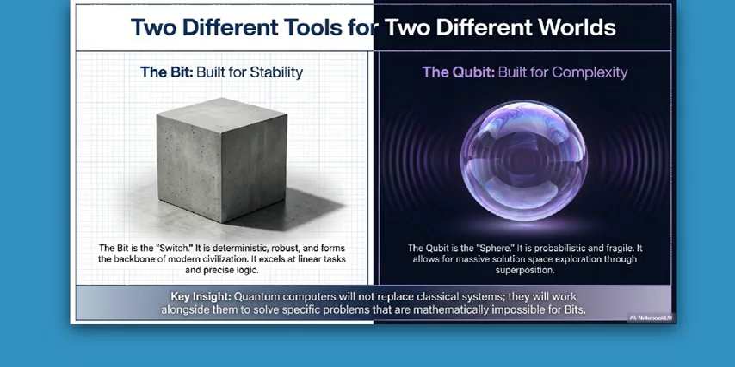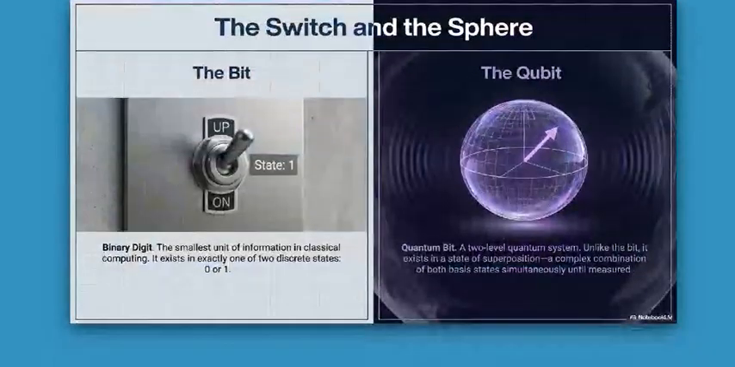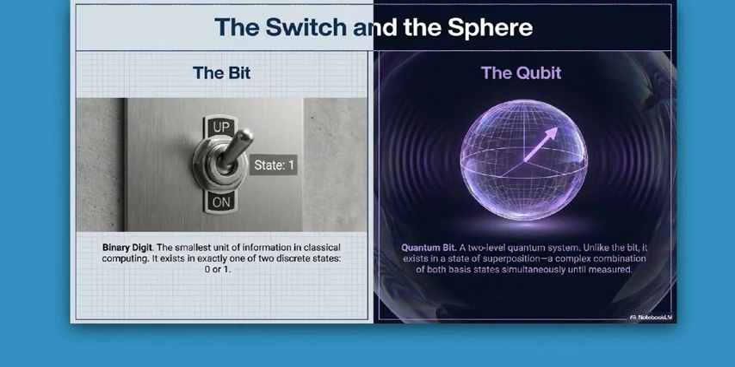Fair point. So let us talk about these two different worlds. We need to define the state of these units. Okay, let's do it. Everyone knows the bit. It stands for binary digit. It exists in exactly one of two discrete states, 0 or 1, up or down, on or off. It is the literal foundation of modern civilization because it is unambiguous. Precisely. It is the light switch on your wall. It is either on or it is off. If it is stuck somewhere in the middle, your switch is broken. That absolute certainty is why our global banking systems work. It is why airplanes stay in the sky.